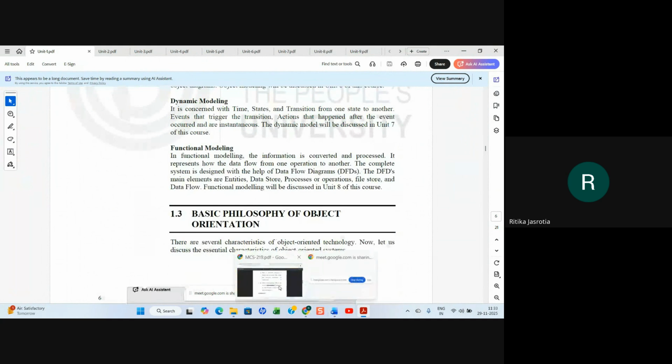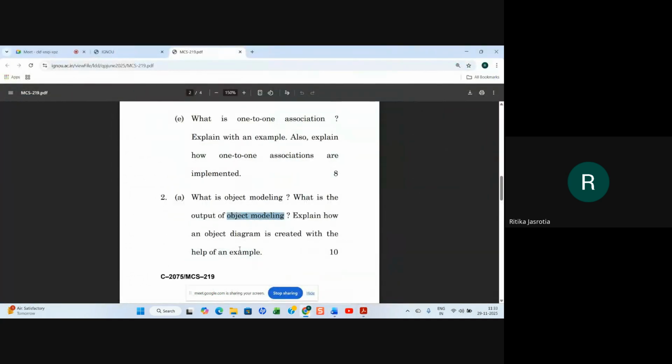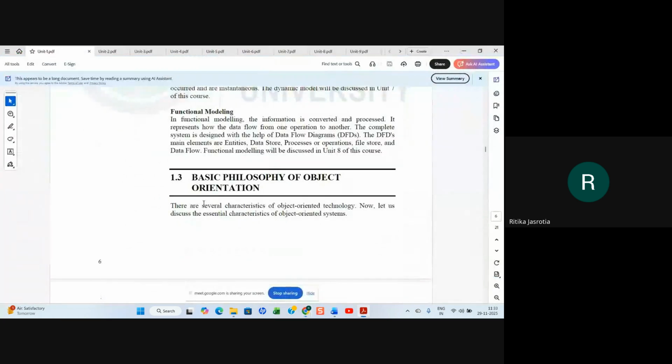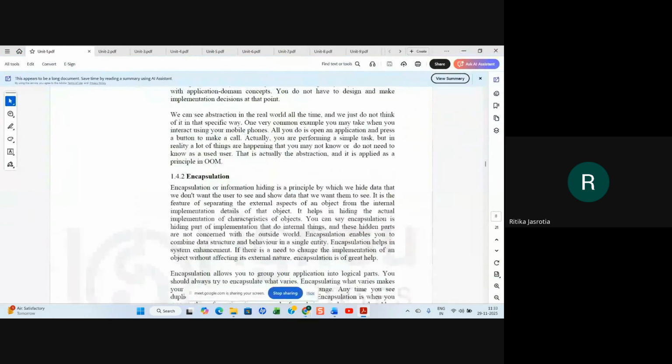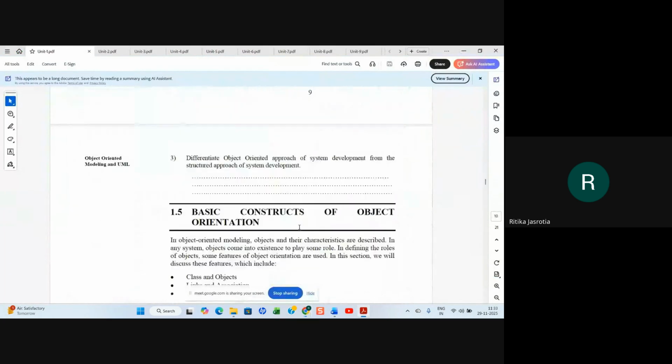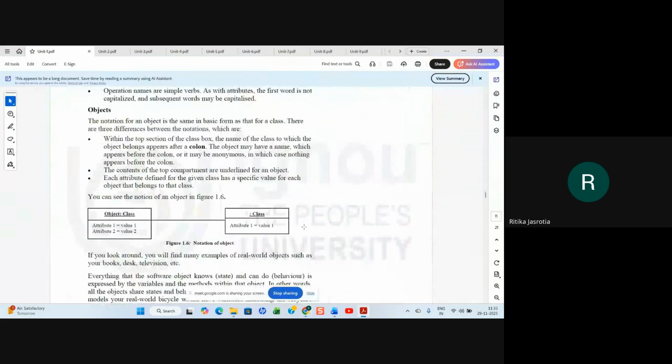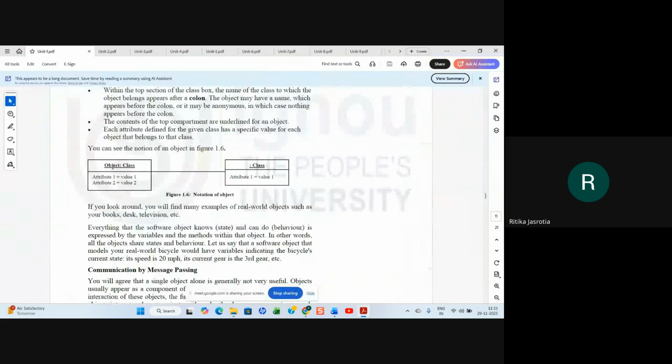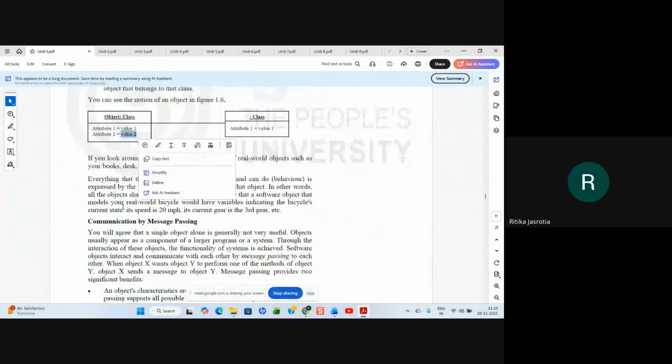Right. So this is there. And then they are asking to explain how an object diagram is created with the help of an example. An object diagram is simply a class diagram where you write the object, colon, class. The value of that object will be given here. Like if it is a car class, the car example will be Maruti or whatever, and the attributes you have given in the class, equal to the values of those attributes, you will apply. That will be an object diagram.